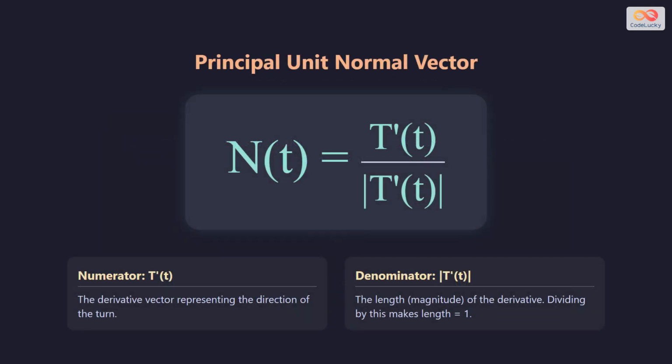Here is the definition of the principal unit normal vector. Denoted as N of t, it is defined as T prime of t divided by the magnitude of T prime of t. By dividing the derivative vector by its own length, we are simply normalizing it. This ensures that N is a unit vector, meaning it has a length of exactly 1.